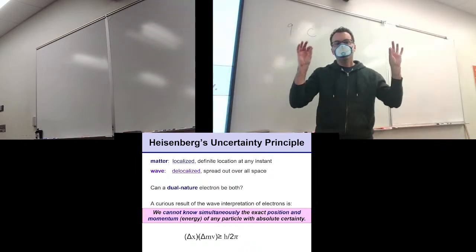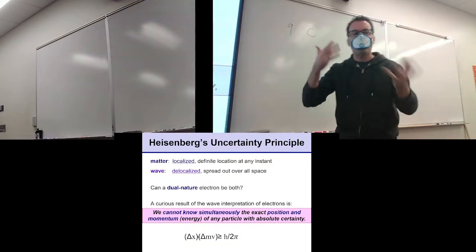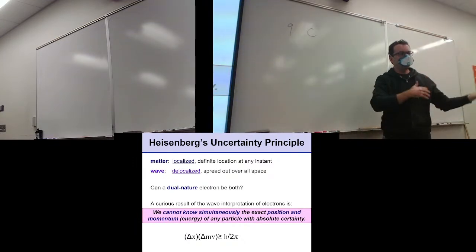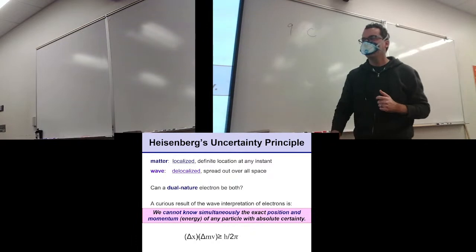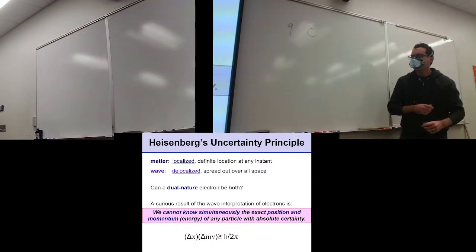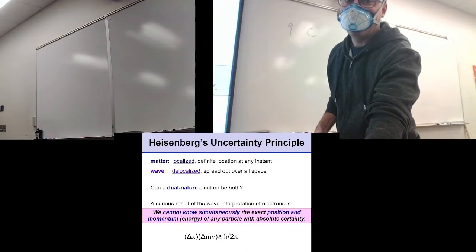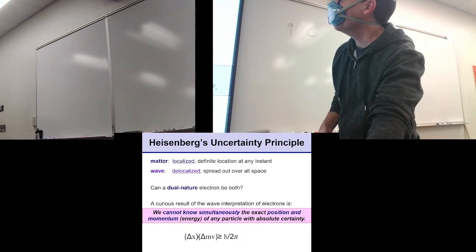Or you could know a little bit about each, basically. So there has to be a balance of error in those two terms. And that's just a consequence of dealing with particles that have both particle and wave properties, okay? All right, so that's Heisenberg's uncertainty principle.